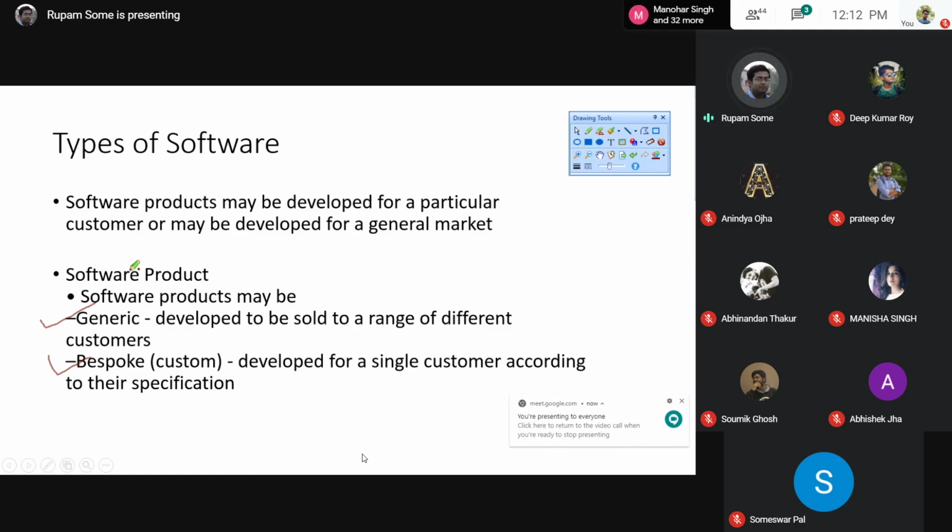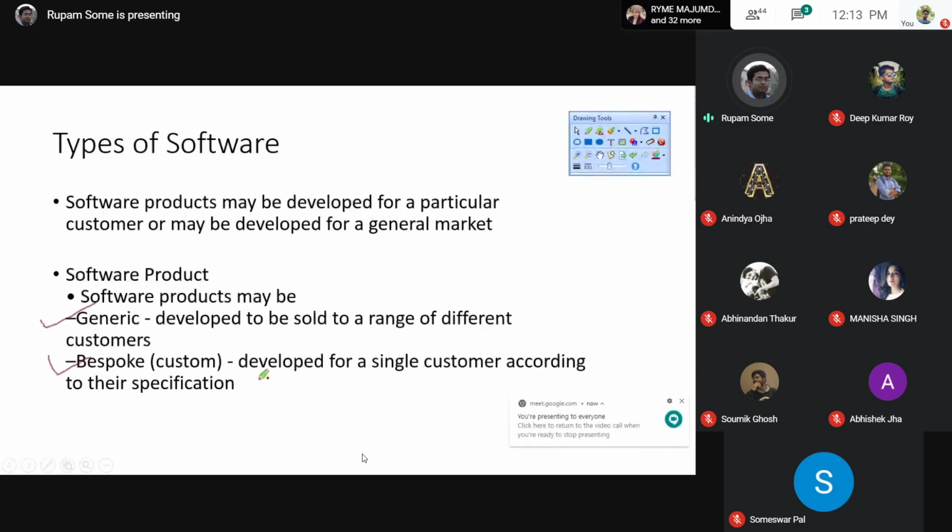On the other hand, if you want to develop a customized software, this is based on the requirements as clarified by some group of people, or by some organization, or by a single person. So this particular kind of software is developed based on the requirements as specified by the customer.